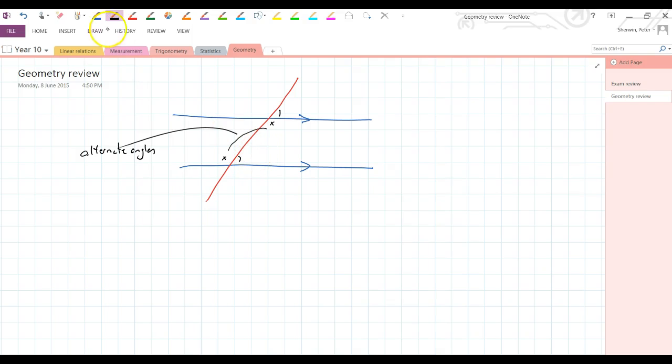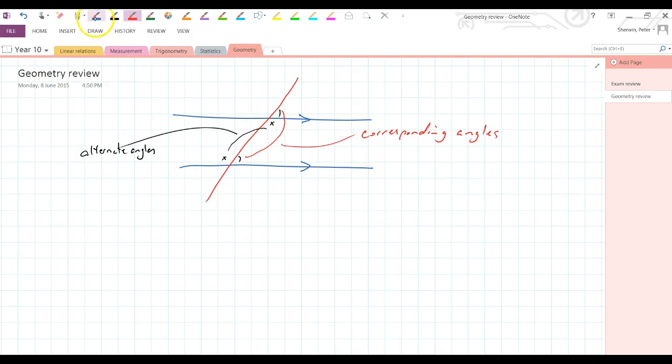These ones here, using a different color, are called corresponding angles. Now they're not the only pair of corresponding angles in this diagram. There's another pair just here and here. There's another pair here and here. So there's lots of pairs. There's another pair of alternate angles here and here. So there's stacks of these things going on. So the alternate angles and corresponding angles are equal. Corresponding angles, I should write there.